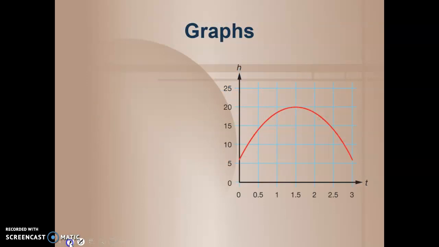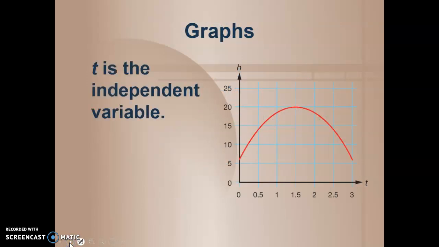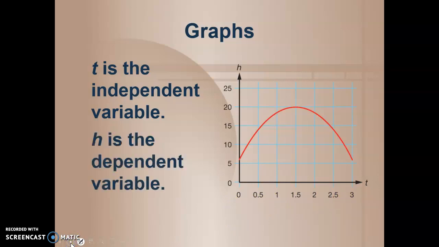Take a look at this graph. This is a graph of a function. T is our independent variable. So you see along the bottom here, T, which I'm guessing stands for time, is independent. Our dependent variable is H, which I would guess stands for height. H is the dependent variable. So you can see as T increases, H also starts to increase, and then H starts to decrease. So it's doing two different things in this relation.